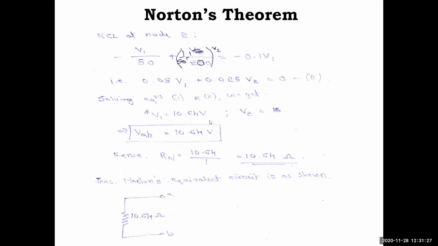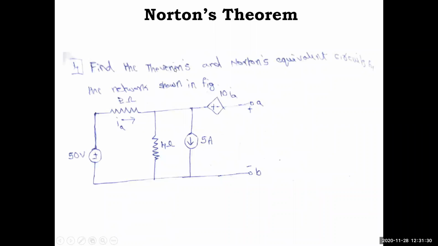Okay, so note down the question. Find the Thevenin's and Norton's equivalent circuit for the circuit shown in the figure. Note down this figure. You have 50 ohm, 50 volt in series with 2 ohm, 4 ohm in parallel with 5 amps, then 10 IA dependent. What is this? Voltage source. Okay, a current controlled voltage source you have, and these are the terminals AB.